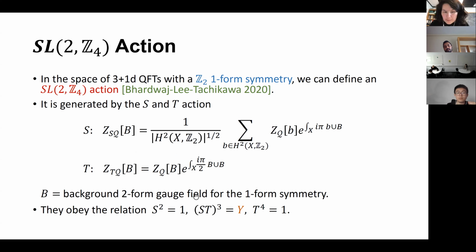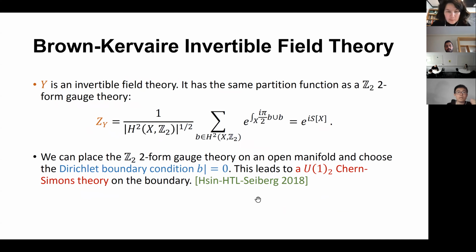So now let me say a little bit more about this invertible field theory Y. Y is an invertible field theory, and it can be realized as a Z2 two-form gauge theory. So its partition function can be written in the following form. This is the Z2 two-form gauge theory with topological action given by i pi over 2 B cup B. From this realization, it's not hard to imagine that something like (ST) cubed equals Y can be true. That is because this two-form gauge field B can be thought of as coming from this (ST) cubed operation.